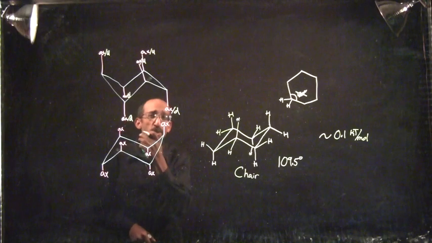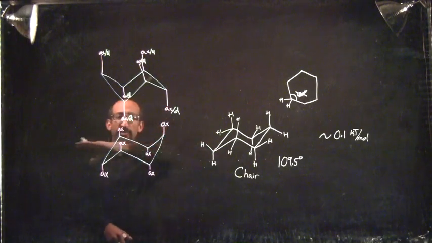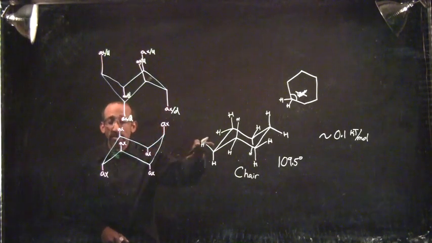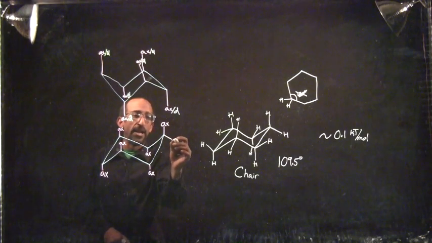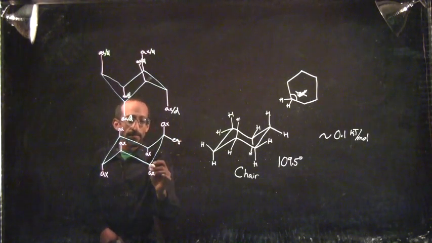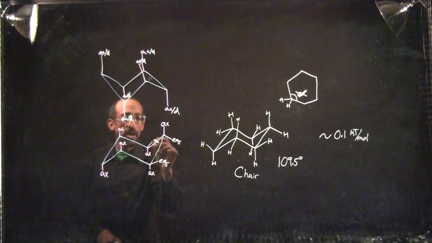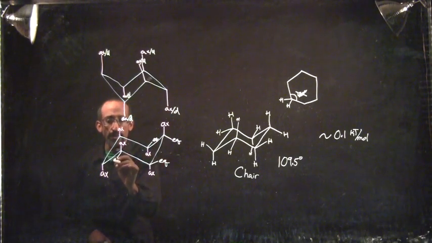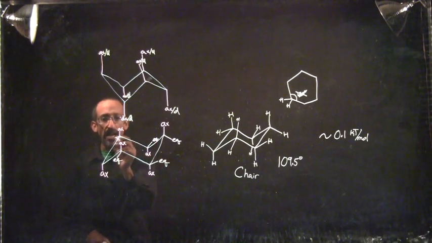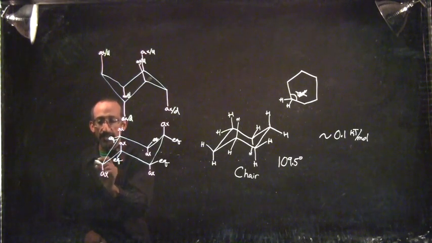And the name equatorial comes from the fact that they roughly will lie in a plane that is the equator, so to speak, of our cyclohexane. So here we would have an equatorial position. Here's another equatorial position, our third equatorial position, our fourth, our fifth, and finally our sixth.